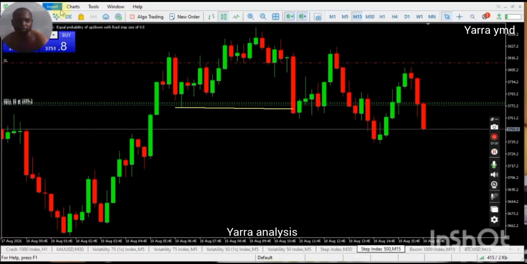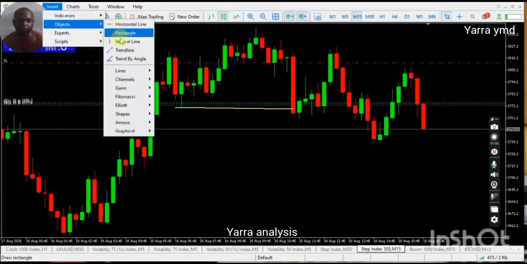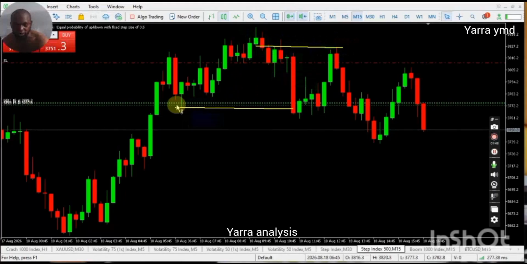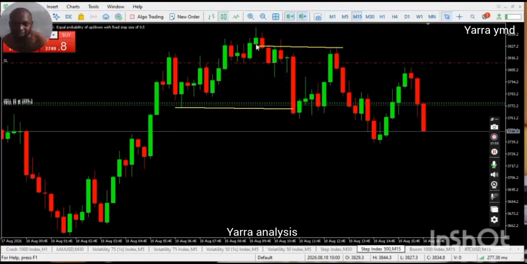Having confirmed that, the next thing I will do is look for my magnet zone. Where is the magnet zone? See that candle there, the place where those candles mesh together? We just drag it. That is the zone. That is where I want the market to retrace back and touch before I take a trade.